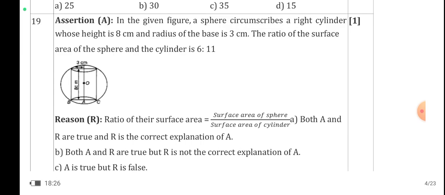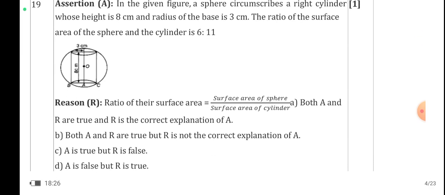They're talking about the sphere. The sphere circumscribes a right circular cylinder, and they said the ratio of the surface area is 6:11. And what are you going to do for the reason? Check and tell me. Nice question.